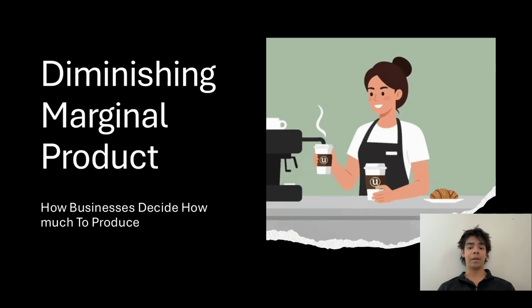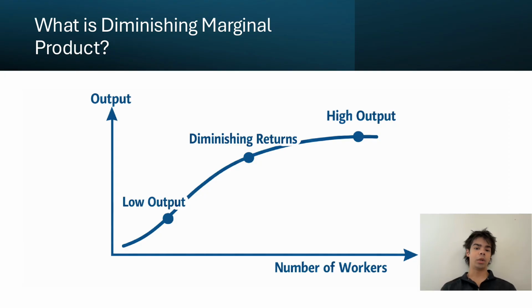Have you ever noticed that adding more workers doesn't always make things faster? At some point, it actually slows things down. And this idea is called diminishing marginal product, and it plays a key role in how businesses decide how much to produce. So, what is it?